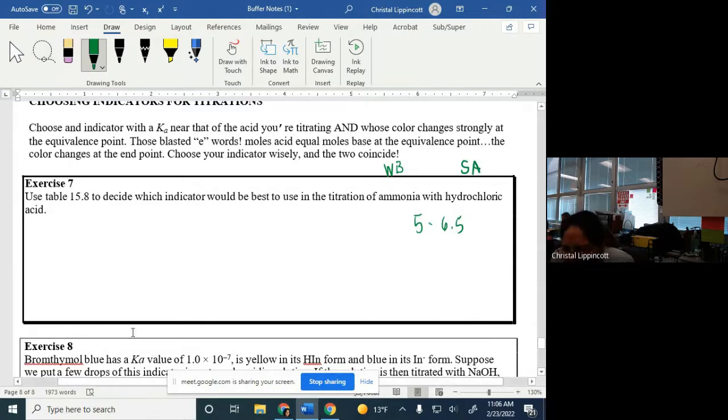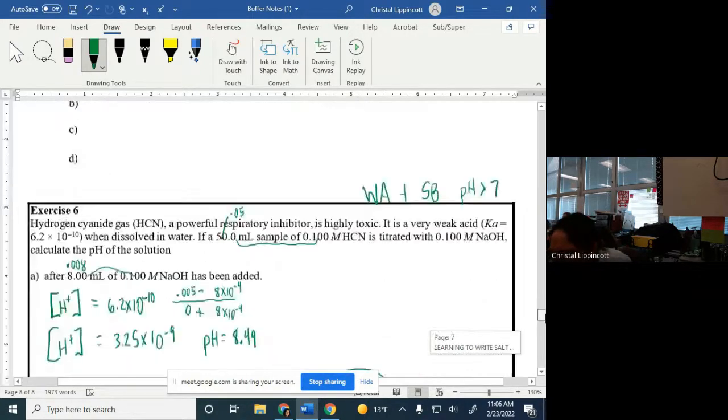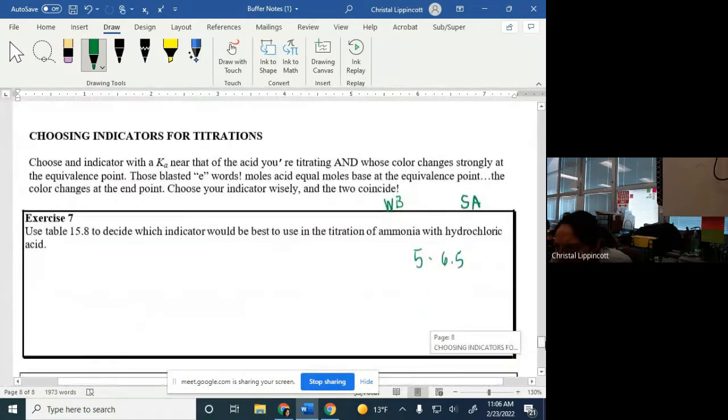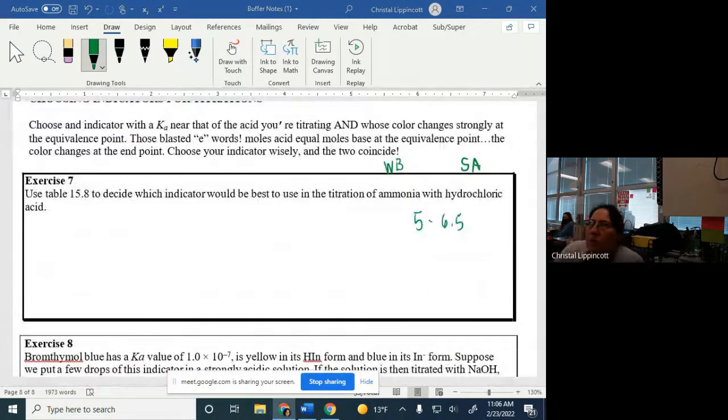I'm not sure. Do I have the Ka values of ammonia? Let me look up the Ka value of ammonia. Okay, the Ka of ammonia is... All right. So does that make sense that it's going to be somewhere in this range?